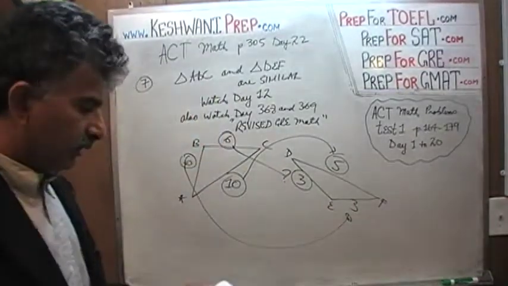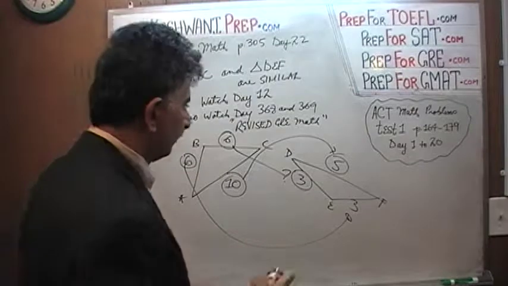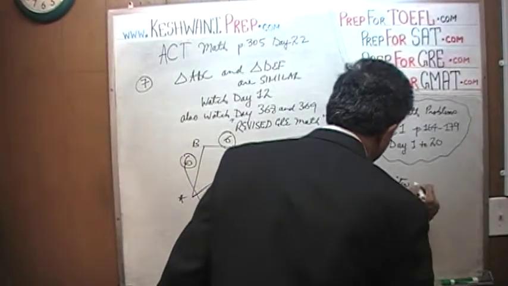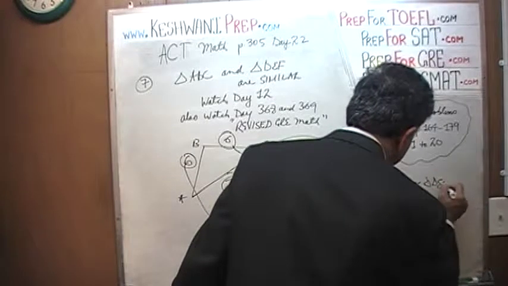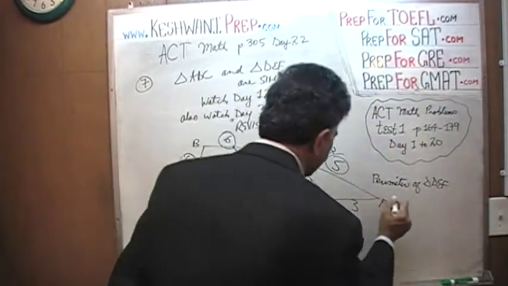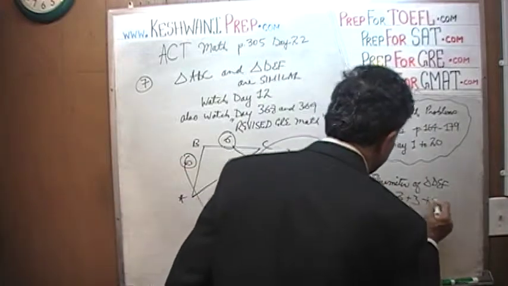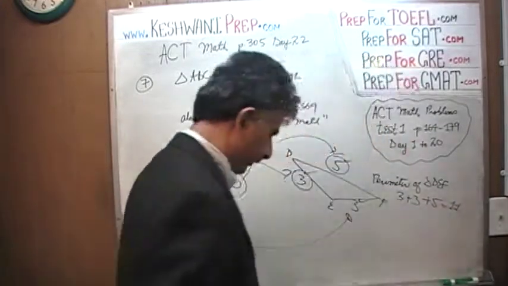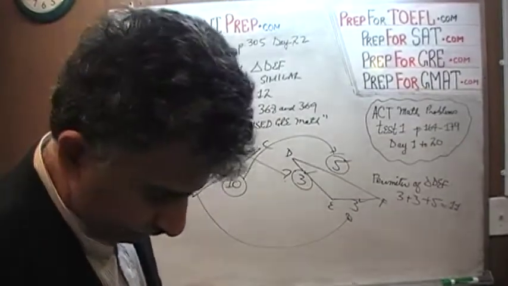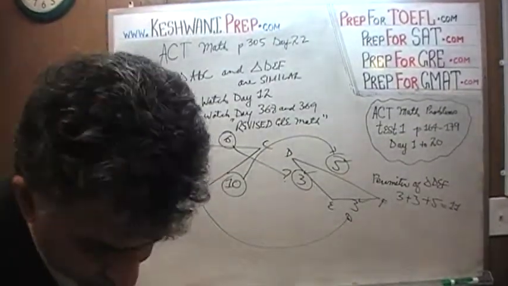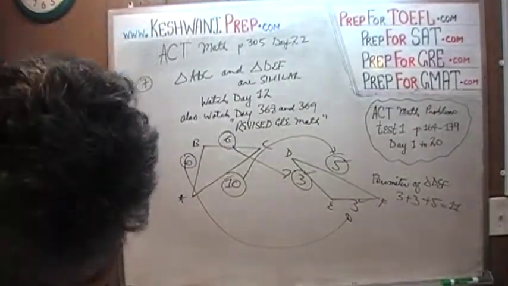And they're looking for the perimeter of DEF. The perimeter of triangle DEF is simply going to be 3 plus 3 plus 5, which is 11. The perimeter is 11. Let's go on then to the last one on the page, question number 8.